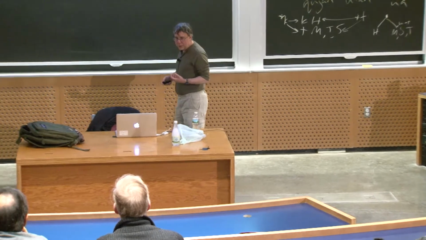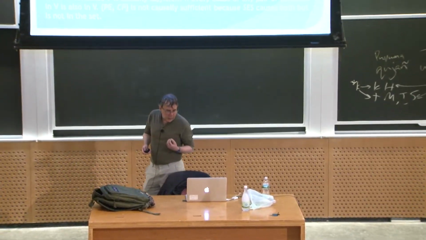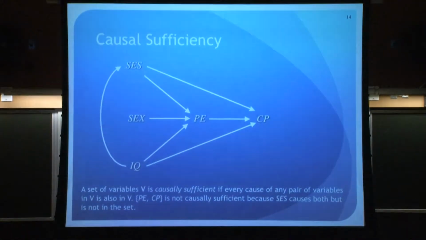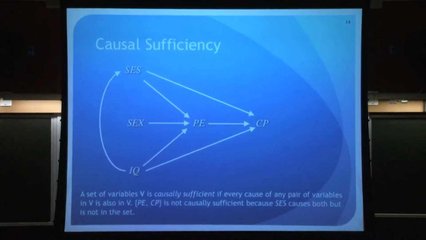So in the vanilla picture, we start off with the idea that there's this thing called causal sufficiency, which is just that a set of variables is causally sufficient when every cause of any pair of variables in the set is also in the set. So parental encouragement and college plans is not causally sufficient because socioeconomic status is a cause of both members of the set, but it's not in the set. But on the other hand, if this were the correct causal graph, then, for instance, the set socioeconomic status, sex, IQ, parental encouragement, and college plans would be causally sufficient.